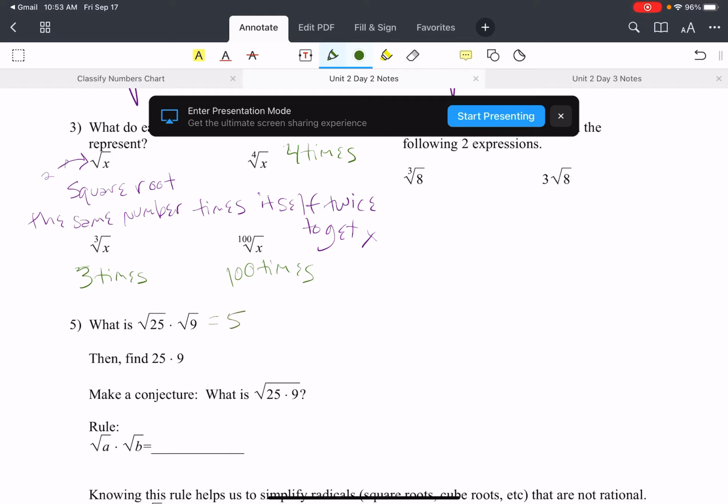And then I could find the square root of 9. Can you guys find that for me? What's the square root of 9? 3, good. And then I could say, okay, well then that's 15. So notice I can take the square roots separately if I'd like.